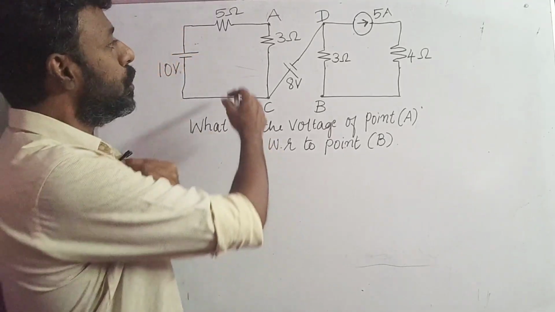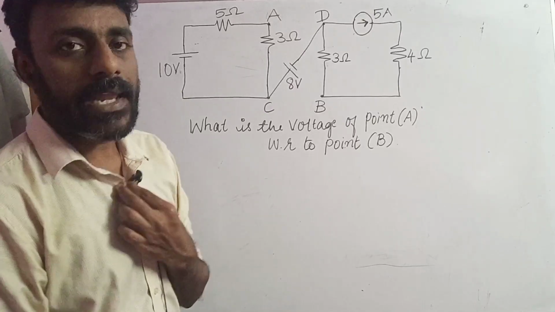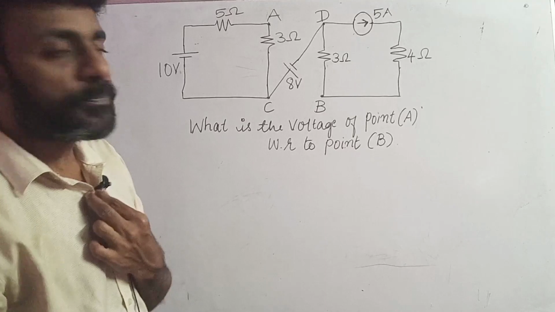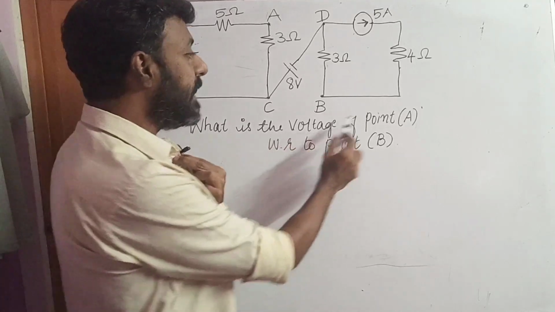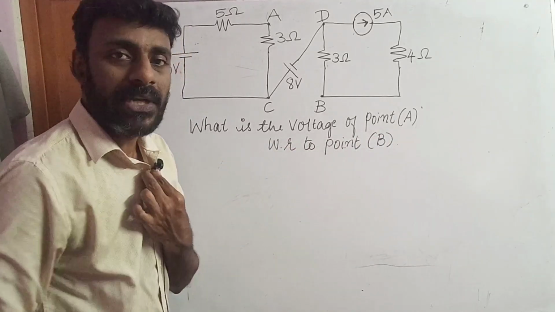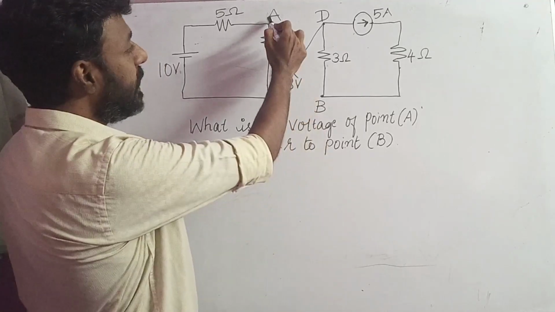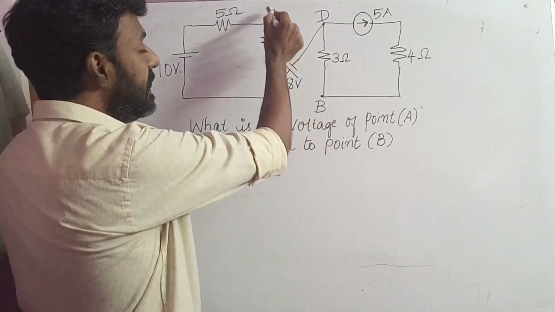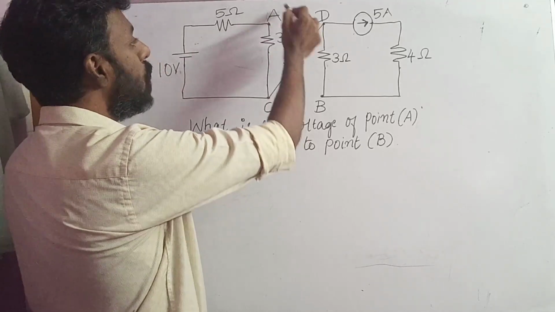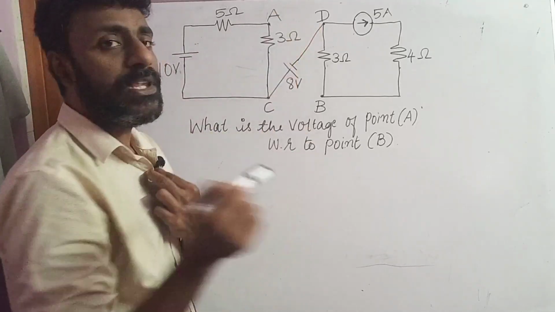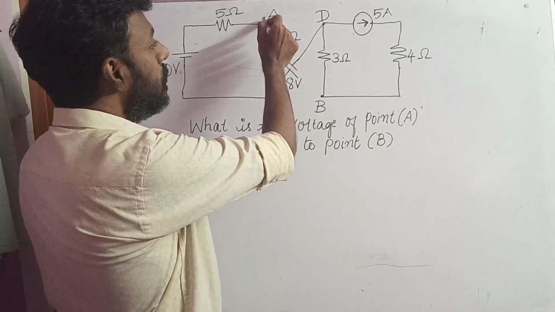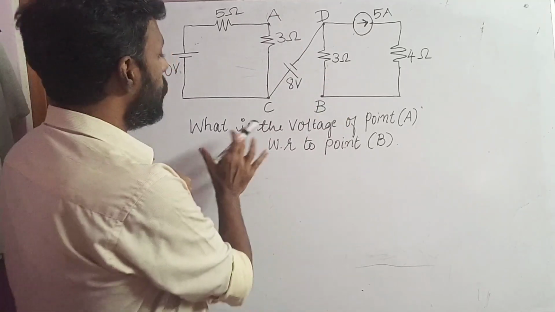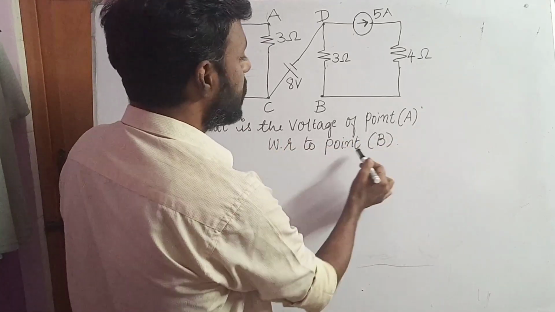Today we are going to study this circuit analysis. So this is the circuit that has been given. They are asking what is the voltage of point A with respect to point B. We have point A here and point B here. What will be the voltage at point A with respect to point B? Okay, so this is the question.